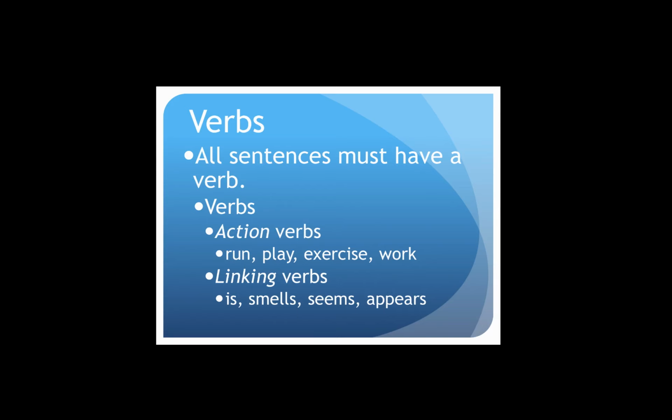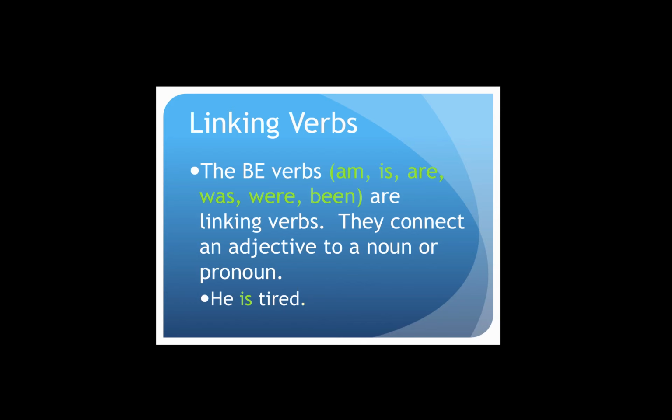We'll start with the verbs because all sentences must have a verb, and verbs include action verbs like run, play, exercise, and work, and linking verbs like is, smells, seems, and appears. Okay, we're all familiar, I think, with action verbs, so I'll talk a little bit about linking verbs. The be verbs are linking verbs, and they connect an adjective to a noun or a pronoun.